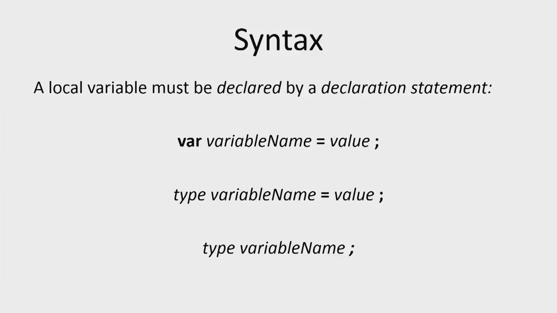There we go. A local variable has to be declared by a declaration statement, and there are three possible declaration statements. You can say var variableName equals value. You can give the name of a type, and then the variable name, and then the initializer, the equals value. Or you can just say type variableName, and just go with that. You can assign it the value later. Now, a variable has got to be assigned a value before it is used.